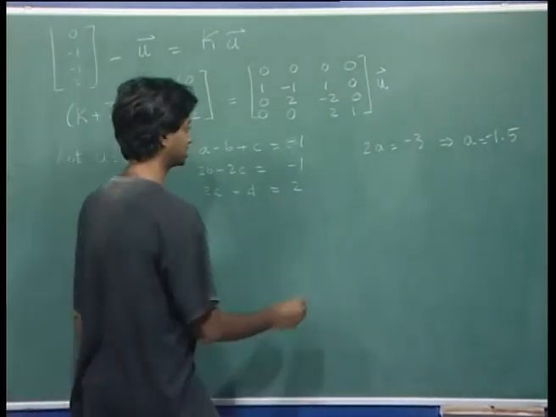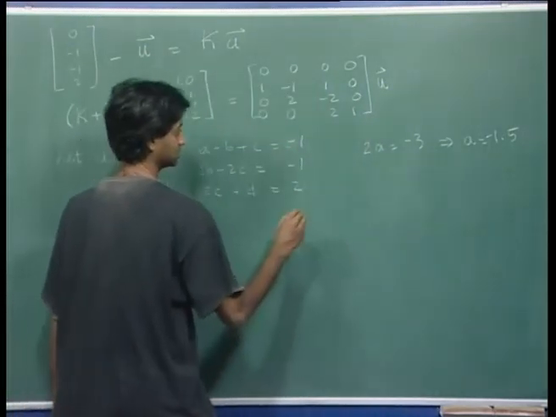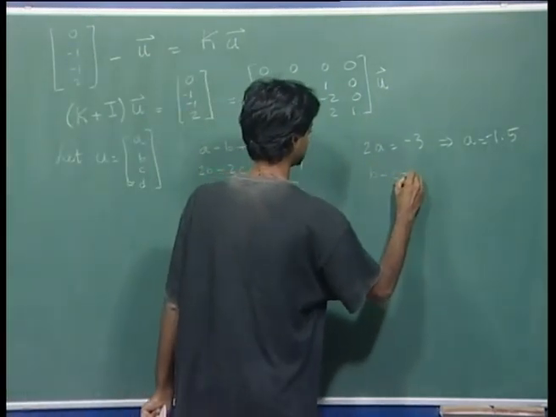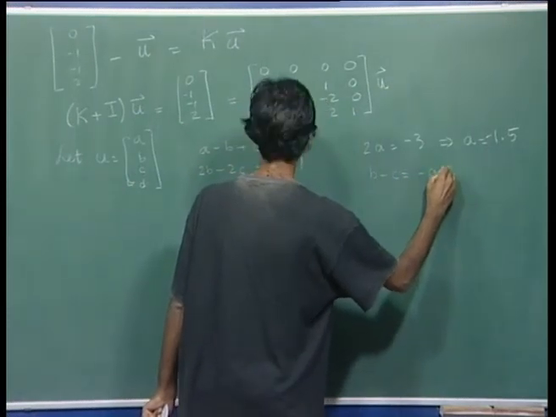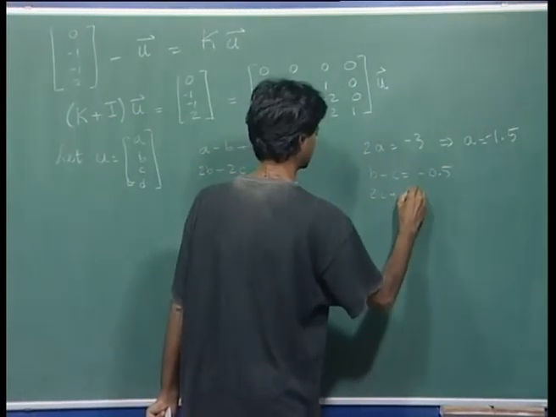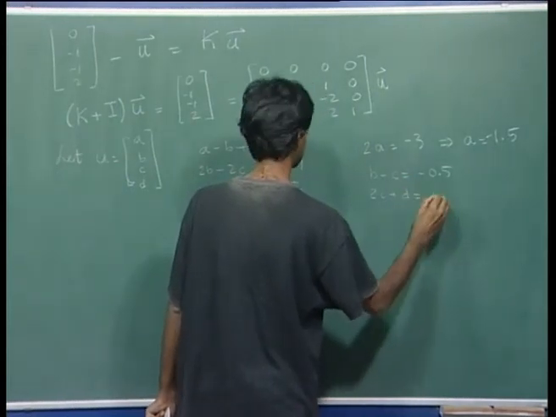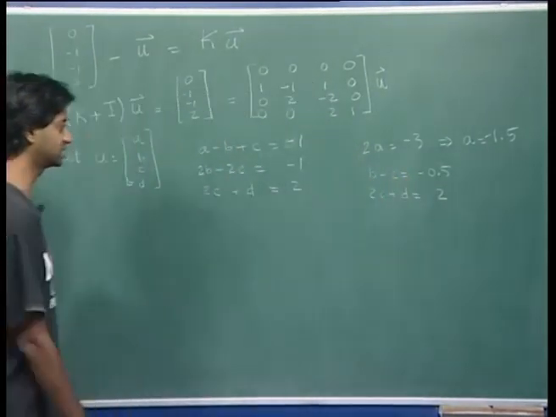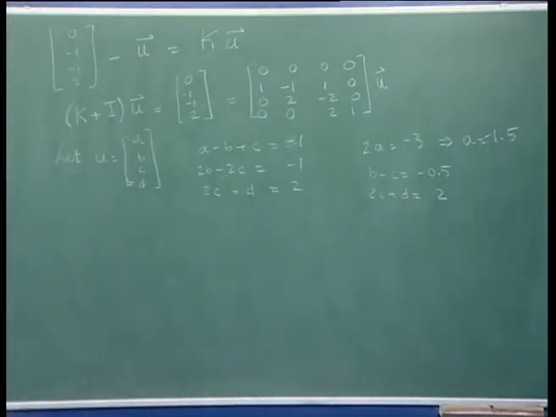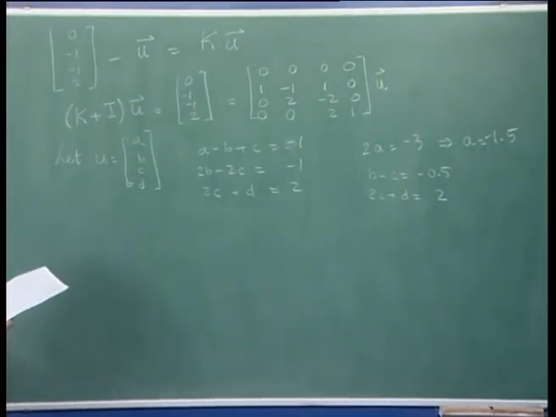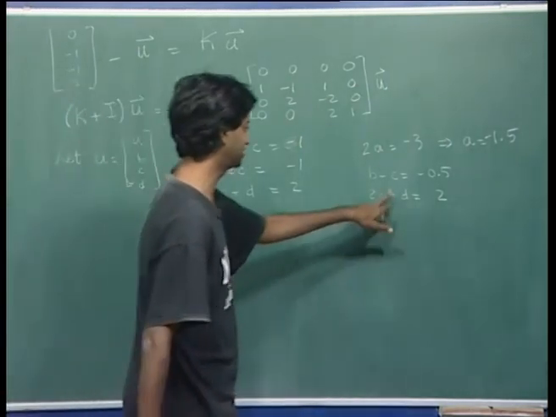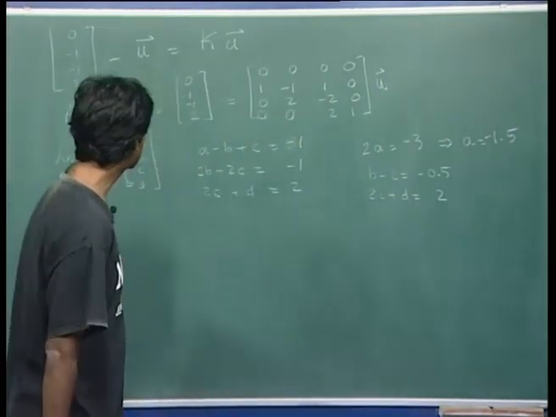So, now we have two equations: B minus C is equal to minus 0.5 and 2C plus D equal to 2. So, we have two equations and we have 3 unknowns. We have already determined A, okay, and so these two equations and 3 unknowns cannot be solved for a unique solution. So, in order to solve them, we can assume one value for any of these variables, and we will just choose a convenient value.